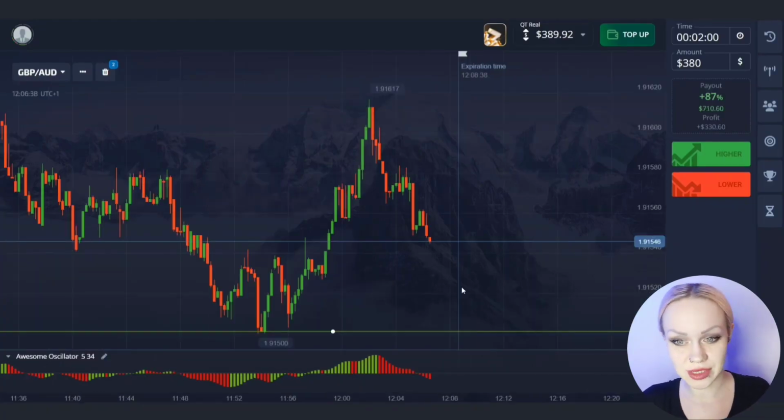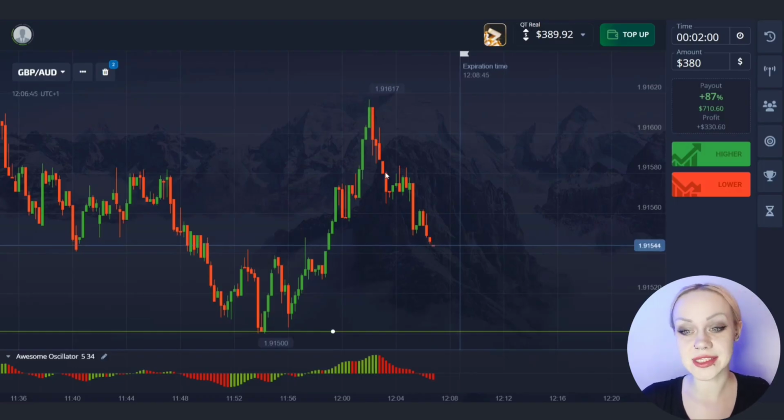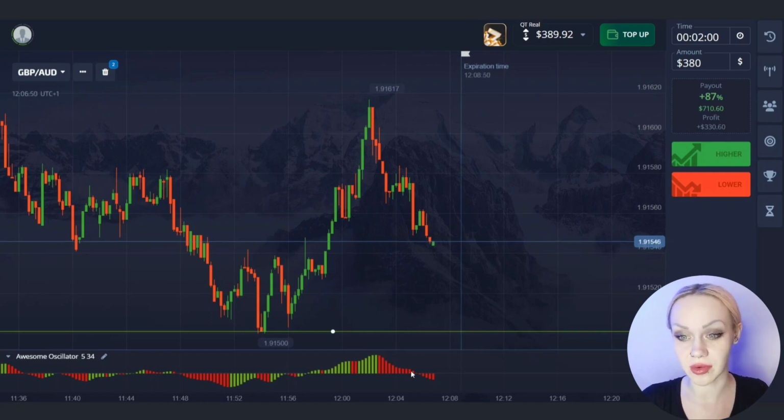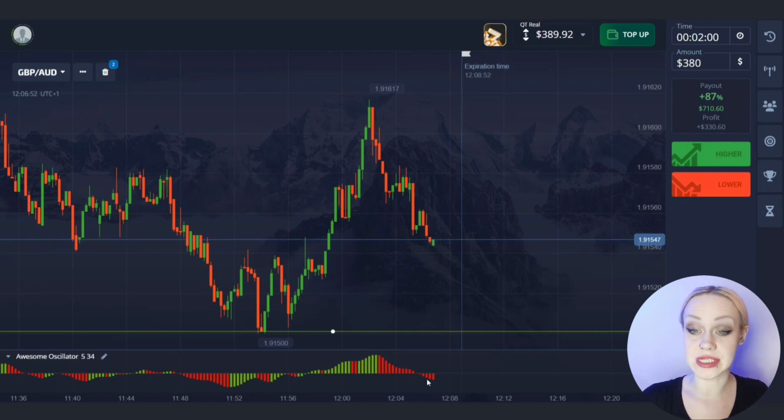We have a level of support down here. We see that there's a downward movement at the moment. The price is moving down quite confidently. At the same time, we see that a red histogram is being formed. Volumes for fall are growing. It means that the price will move down soon.